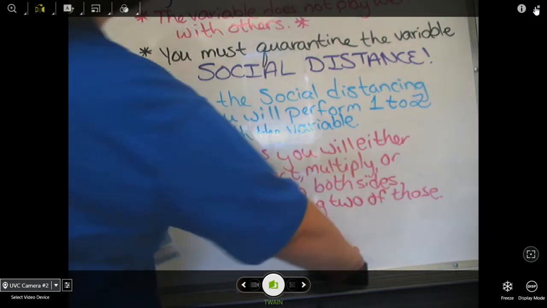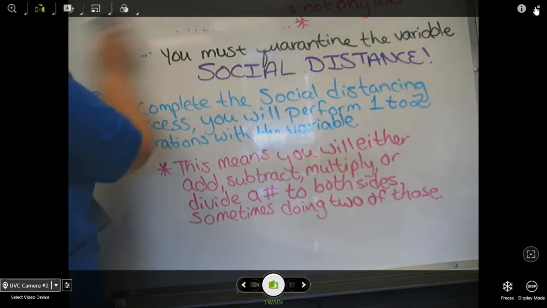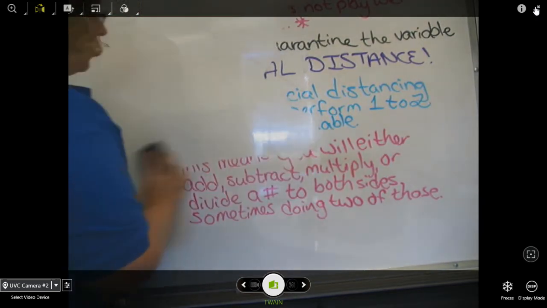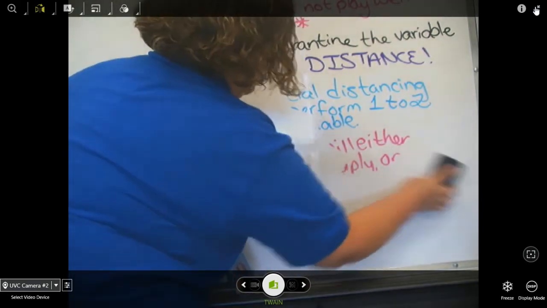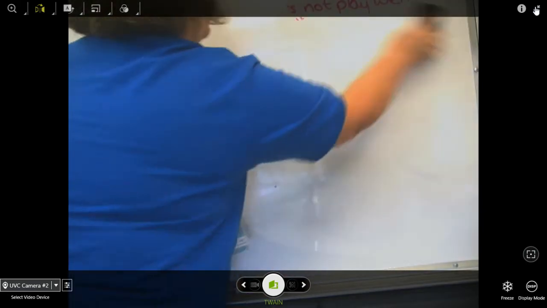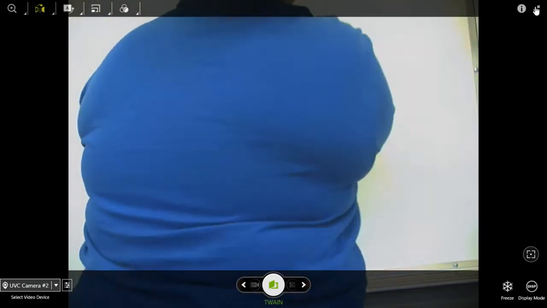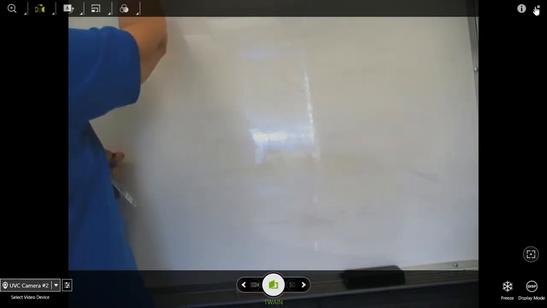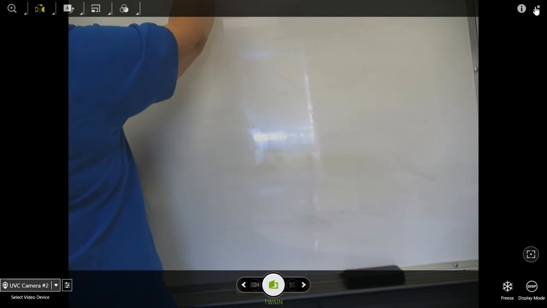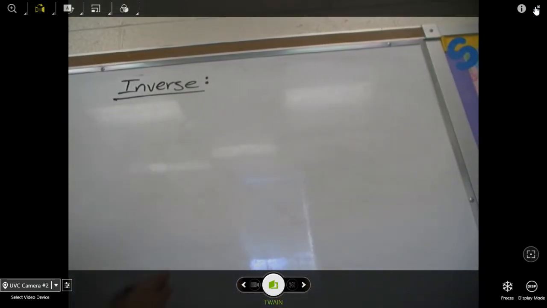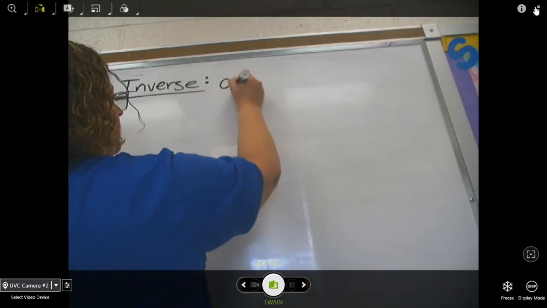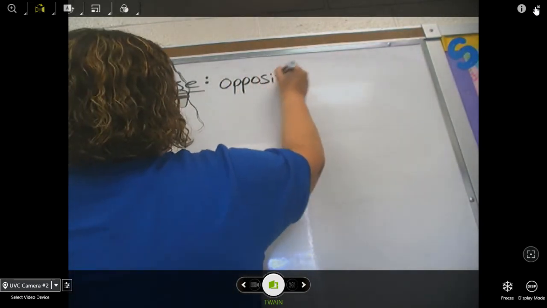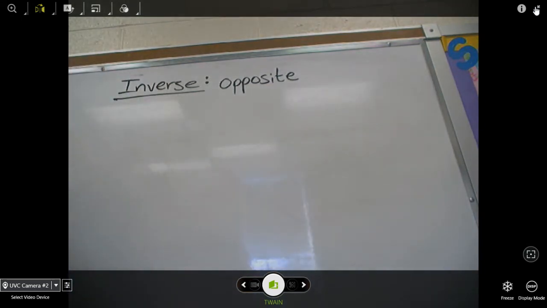All right, so let's talk about how we know what to do. Remember back on day 1, and then last week when we were reviewing, we talked about this word called inverse. It's on our word wall, but we're going to talk about it again. What does inverse mean? Inverse means opposite.